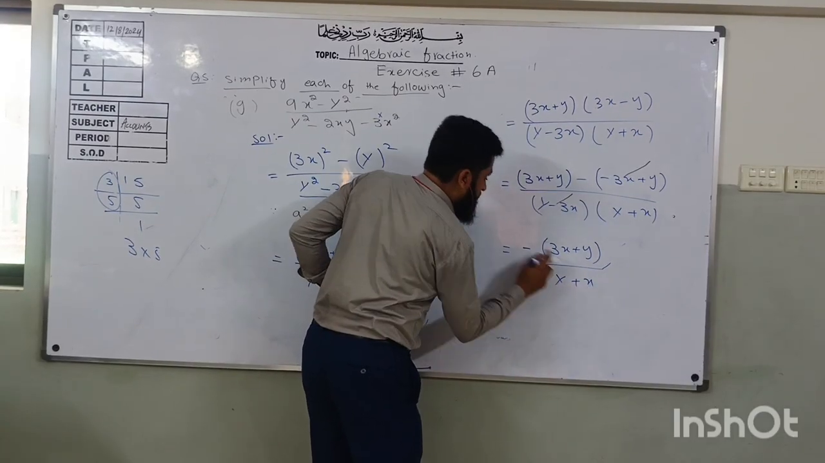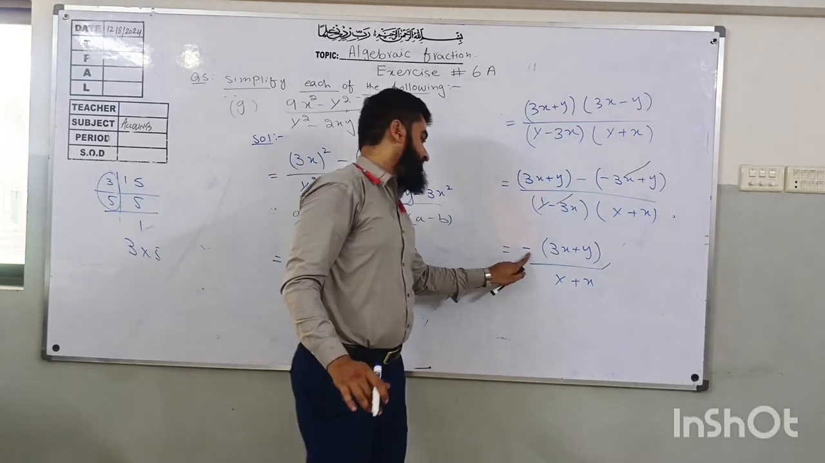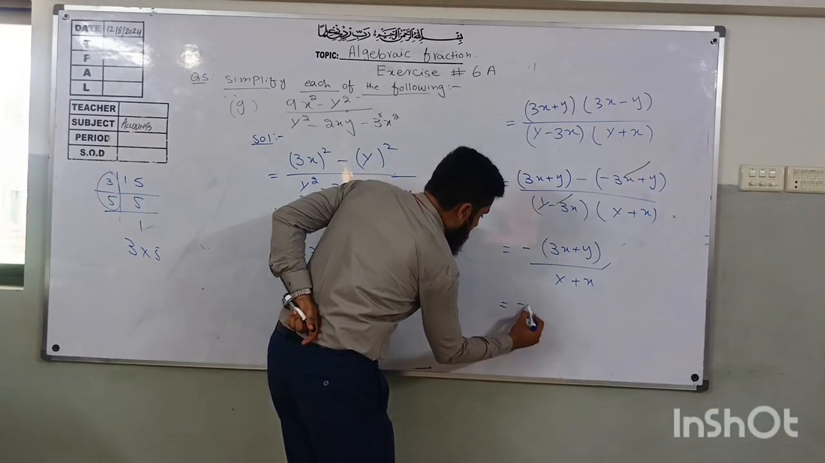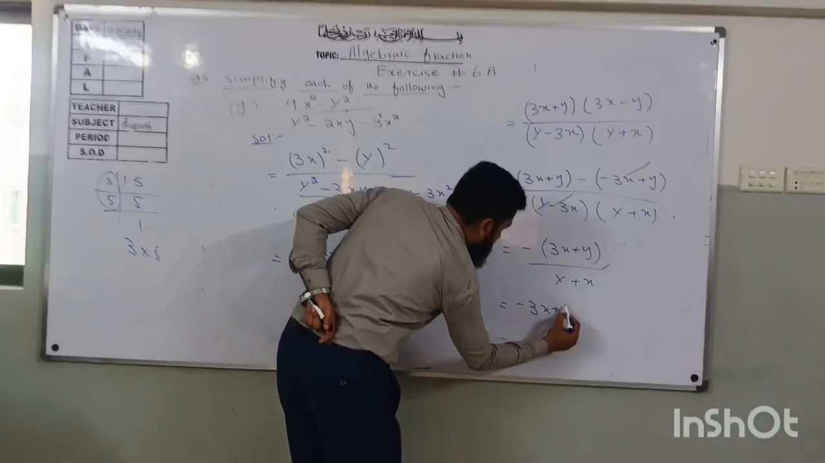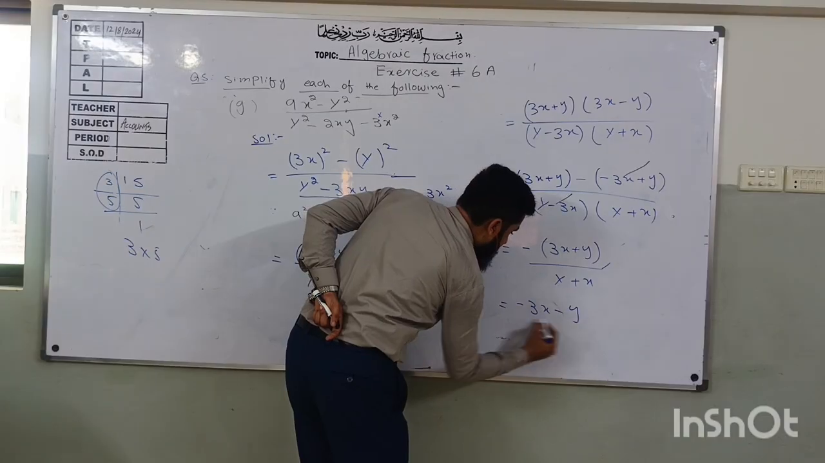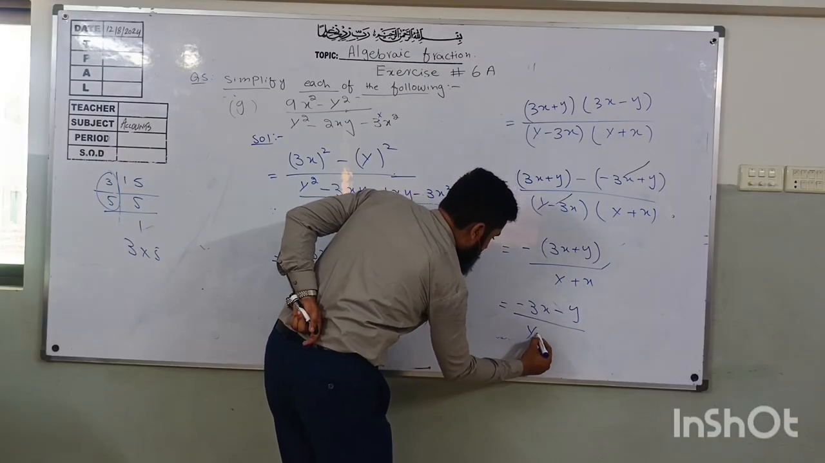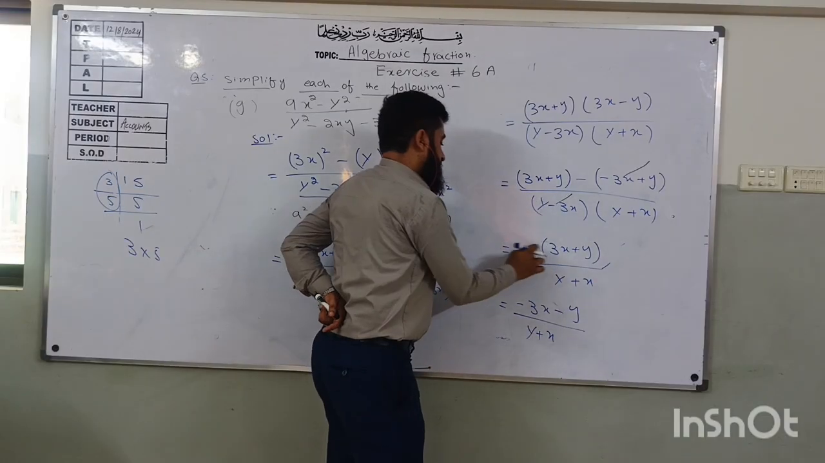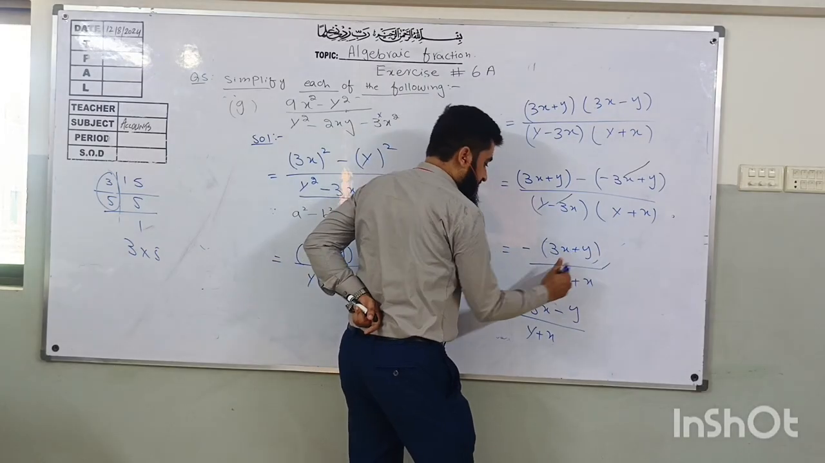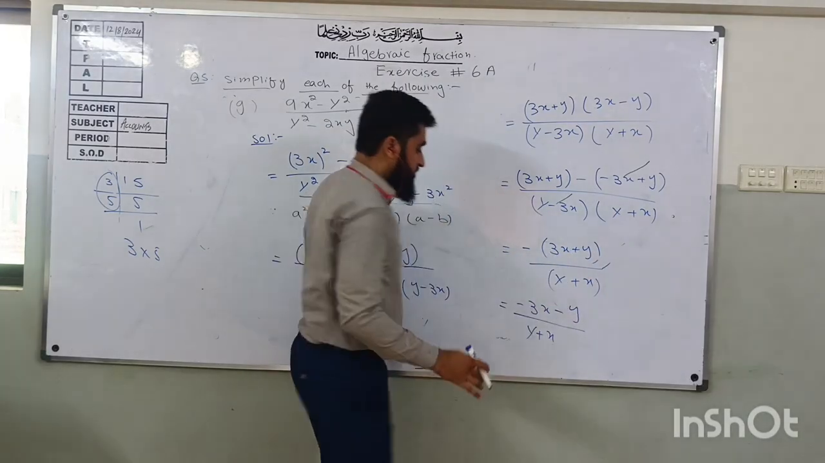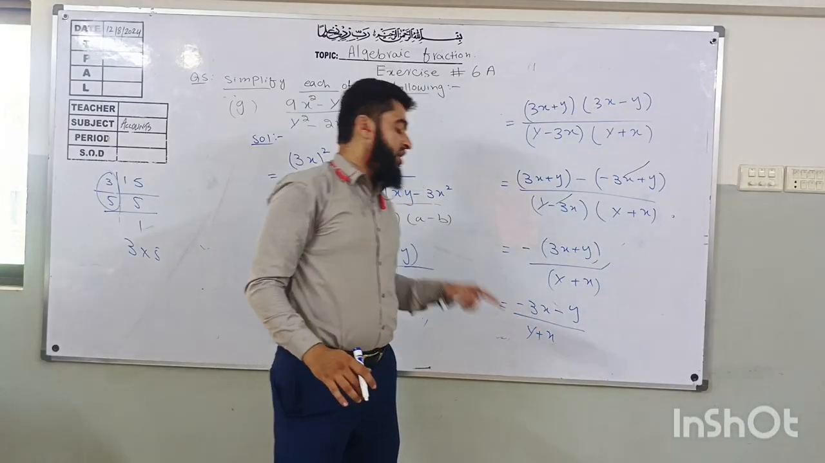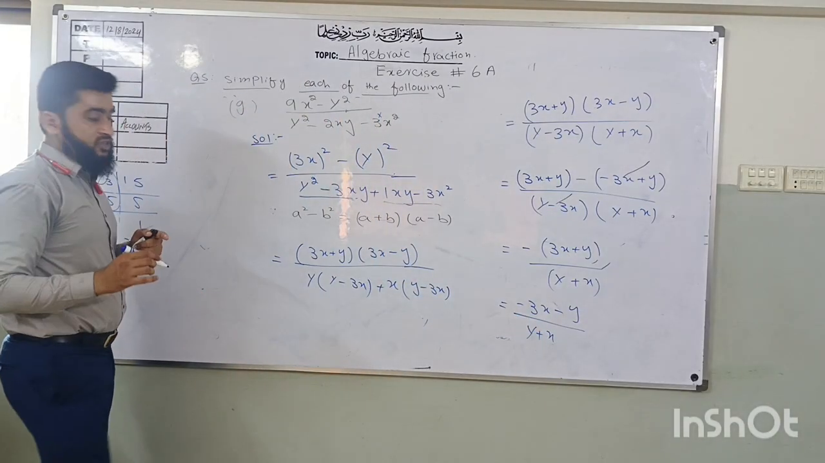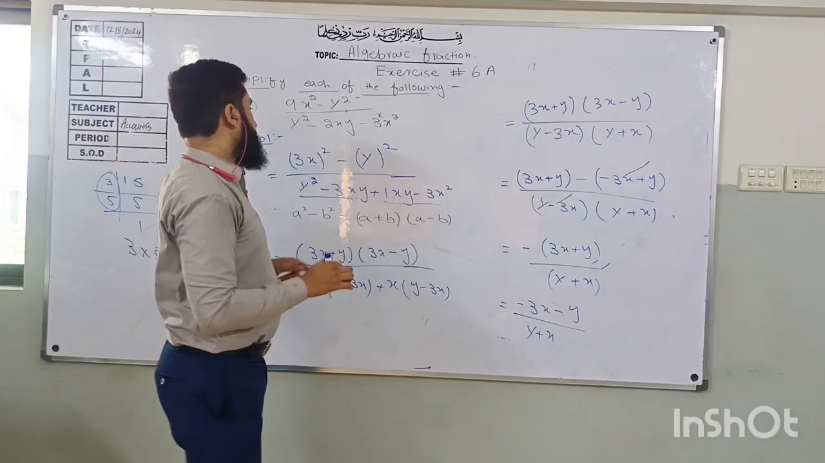It's up to your choice if you want to multiply with the negative sign: minus 3x plus minus y upon y plus x. In this case it is a factorized form, but when we multiply, it changes into terms, or a sum or difference of expressions.